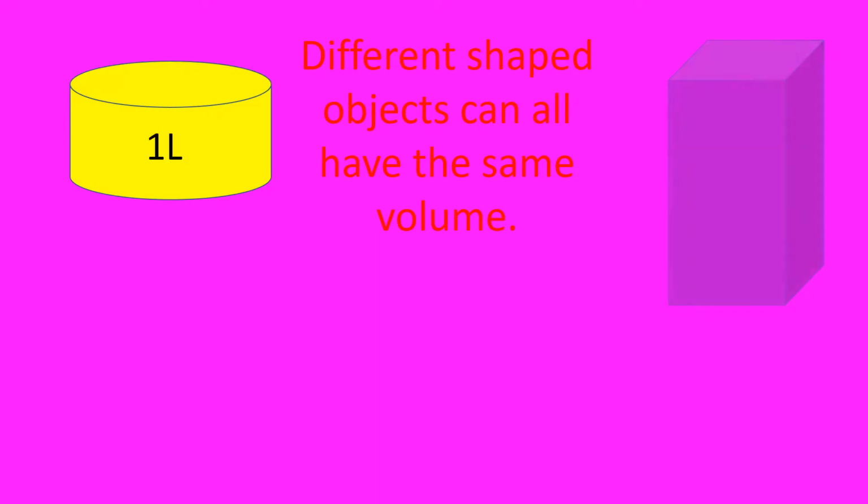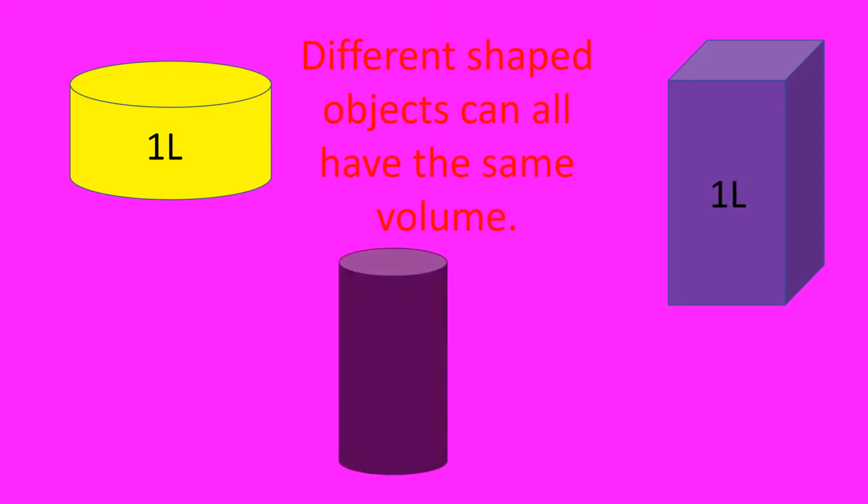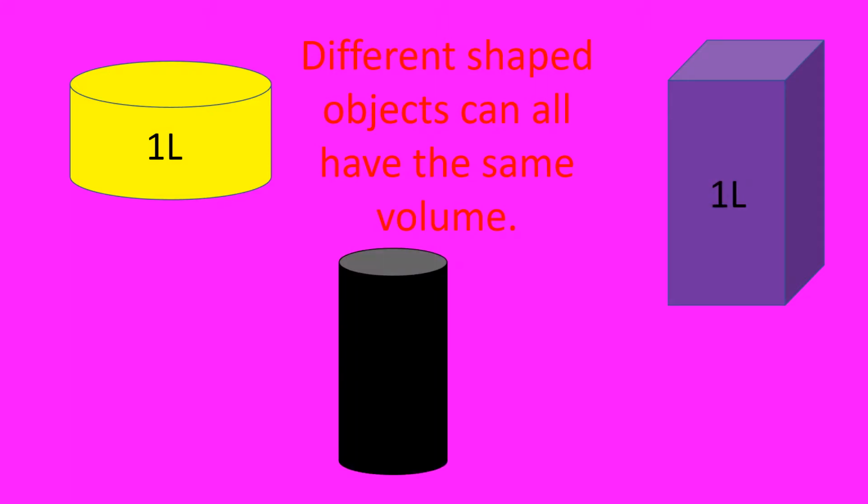Different shaped objects can all have the same volume. Just because they are different shapes or sizes doesn't mean that they have different volume. This object, for example, holds 1 litre. This object is a different height, a different width, and a different shape, but it also holds 1 litre. Same as the cylinder that you can see now. It also holds 1 litre. Therefore, all of these 3 objects have the same volume.